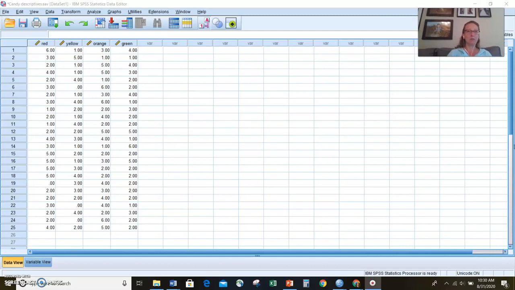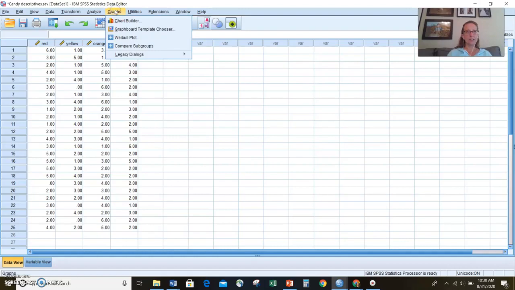Now, first off, we're going to use the candy data set that we have been practicing with at other points in our semester, where we gave people bags of Skittles or M&Ms and asked them to record the number of candies in each bag that were red, yellow, orange, or green.